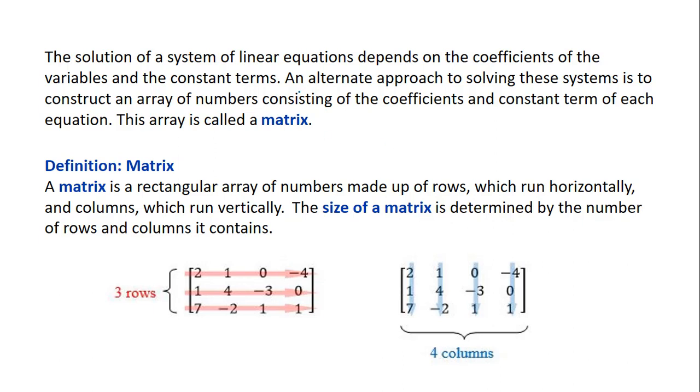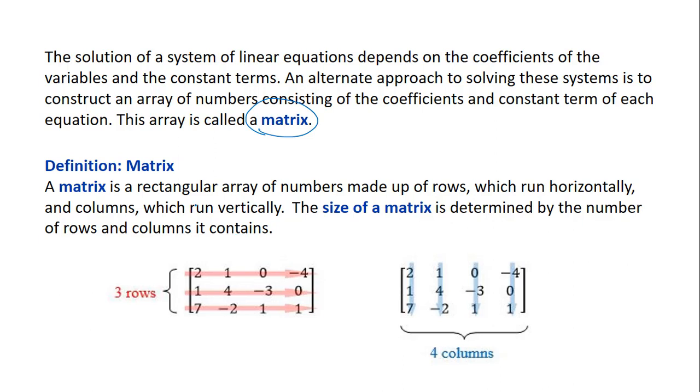So rather than using the algebraic methods that we've learned, we can use a different approach, which is to construct an array of numbers consisting of the coefficients and constant terms of each of the equations. This array is called a matrix.